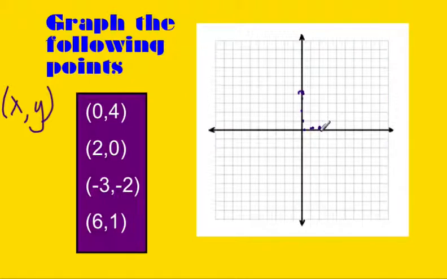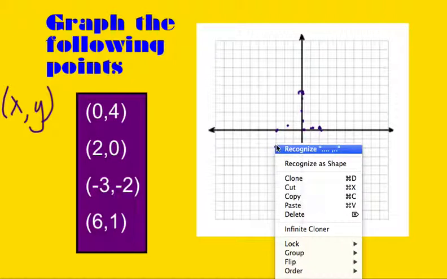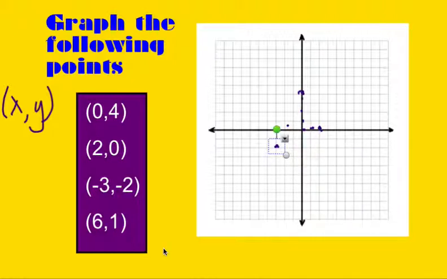Next is point -3, -2. Well, since it's negative in the x-coordinate, I know I need to go to the left. Since it's negative in the y-coordinate, I know I need to go down. So I'm going to go left 3, down 2, and I'm going to plot that point right there. Okay, so that's my next point.